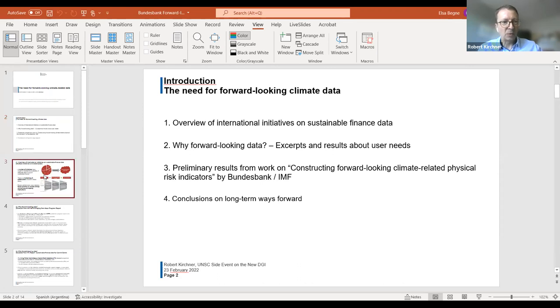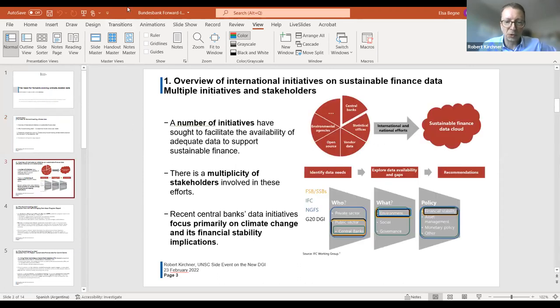On the next slide, I intend to give a very short overview of international activities on sustainable finance data. There are a number of initiatives under way. Let me just mention the Network for Greening the Financial System's work on bridging data gaps. As Gabriela and the others have pointed out, there is the G20 New Data Gaps Initiative. In Europe, we also have ongoing work in the European System of Central Banks, and the European Committee of Monetary, Financial and Balance of Payments Statistics also does some work. So there is a multiplicity of stakeholders involved in these efforts.